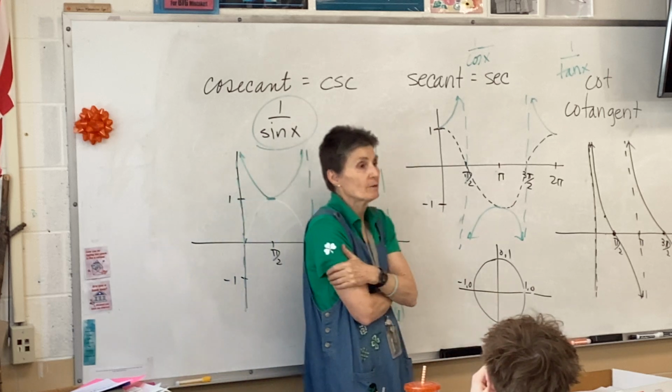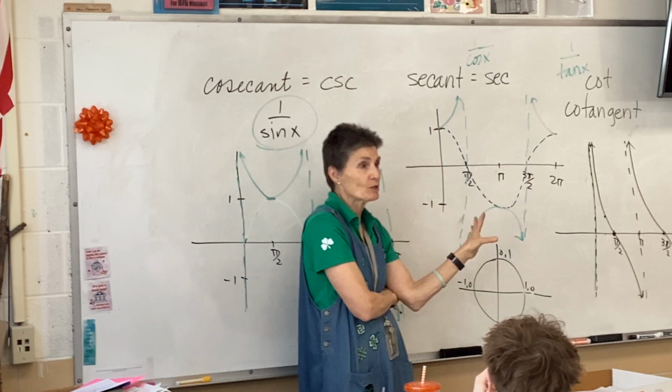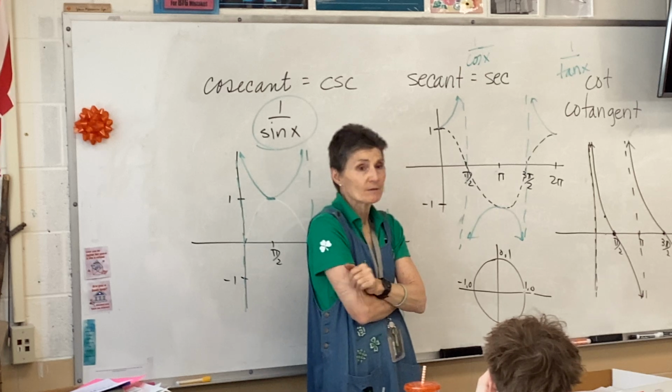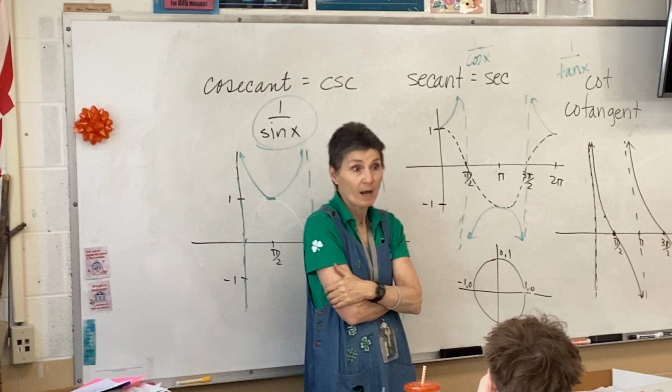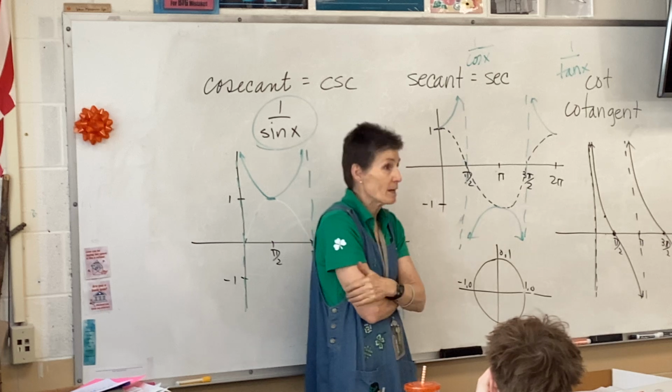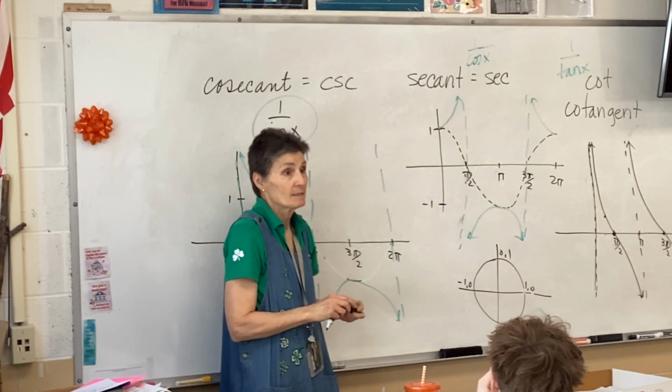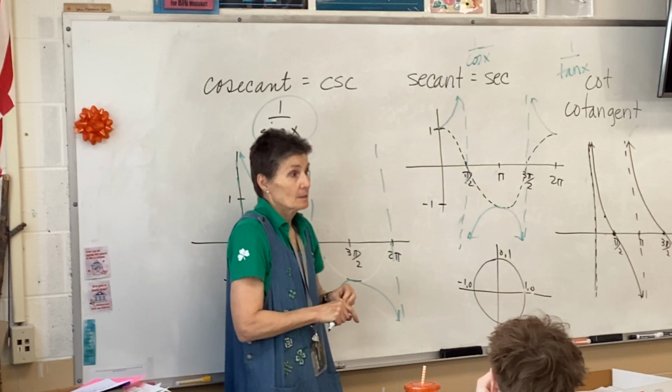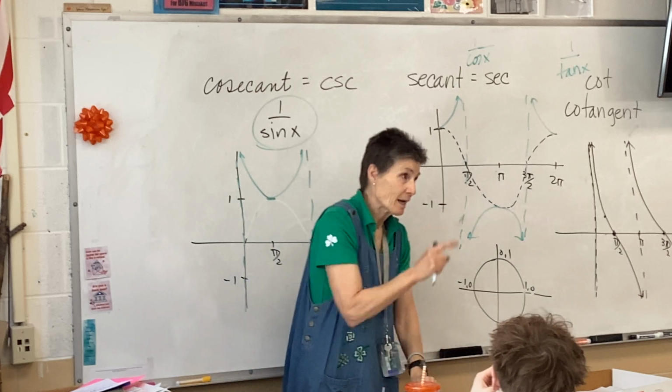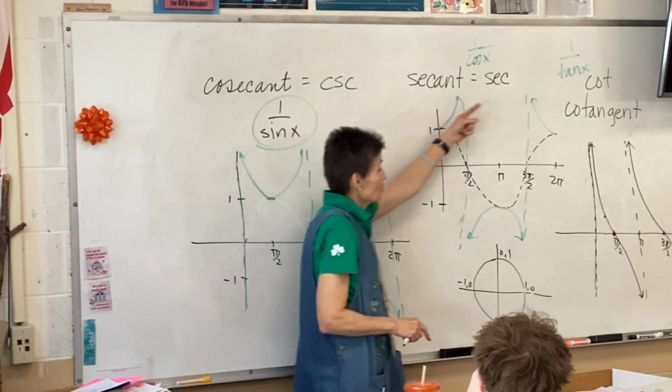What is the period of the cotangent? I've actually drawn too much. The period of the cotangent is pi, and it has no amplitude, just like the tangent does. All right, you've got to memorize these relationships, guys.